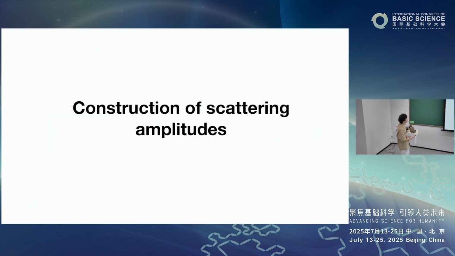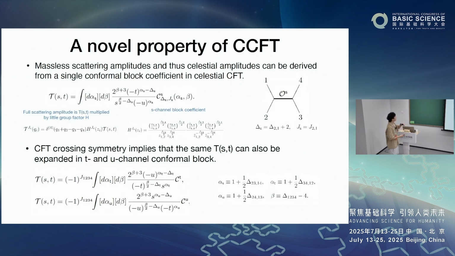Okay. So after we talk about this, let me show you how to reconstruct the scattering amplitude by using this relation. So to get T, we first need to determine C. Okay, and remember here the dimension is delta 2 minus delta 1 plus 2, and J is J2 minus J1.